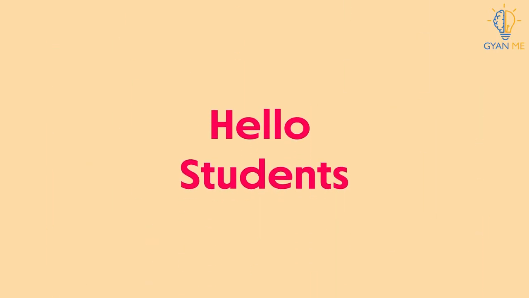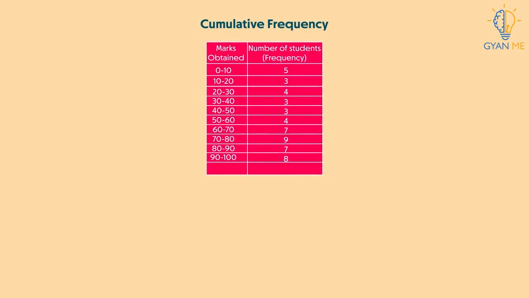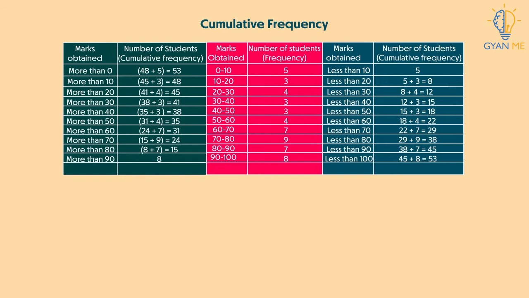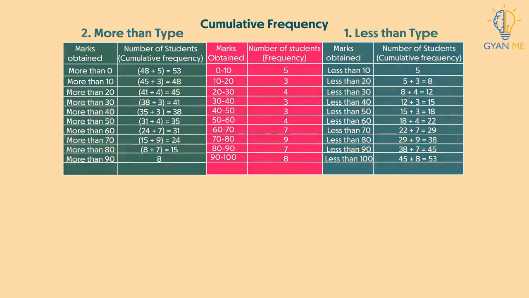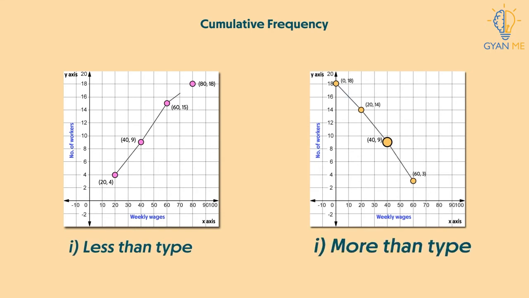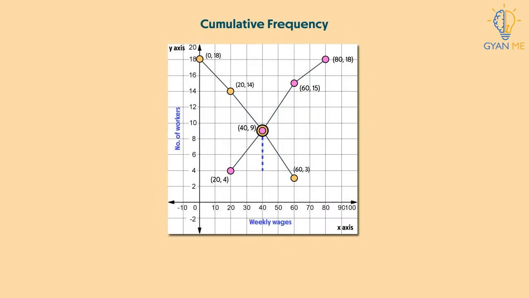Hello students! In our previous video, we have learnt about cumulative frequencies and how to make cumulative frequency distribution table. We also learned that we can make two different types of cumulative frequency distribution table, that is less than type and more than type. We can also plot ogives of both these, that is less than type ogive and more than type ogive. And using both the types of ogives, we can find the median of the given data.